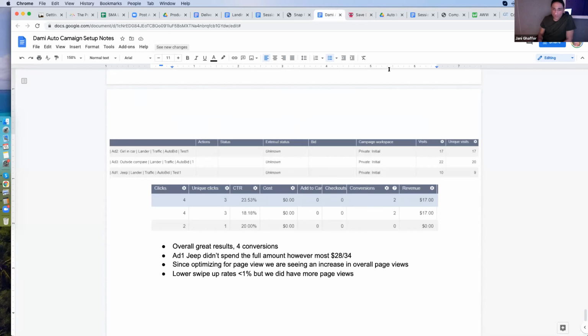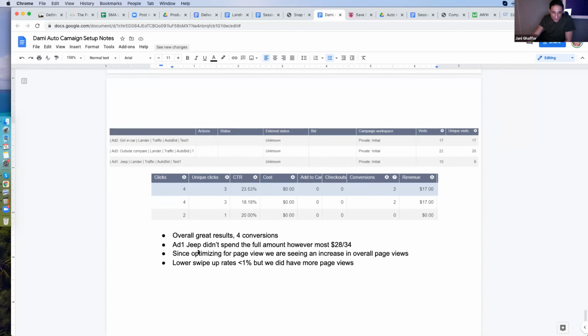Now this is not statistically significant data. We want to get at least 100 clicks onto an offer to see what the actual conversion rate is. We're still not in profit, but that's not the aim here. We're trying to unlock the ads and the landing pages and see what's actually happening. So now we've got some decent data. 4 conversions. Ad 1 didn't spend the full amount, however, most of it.